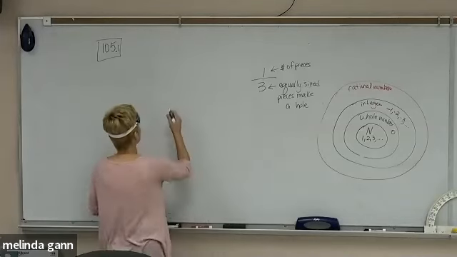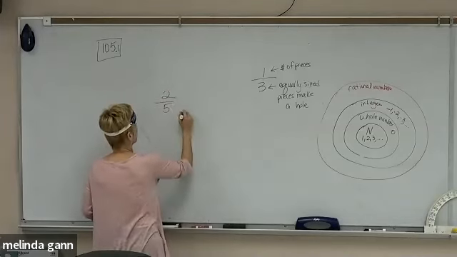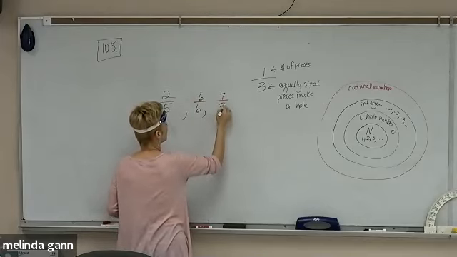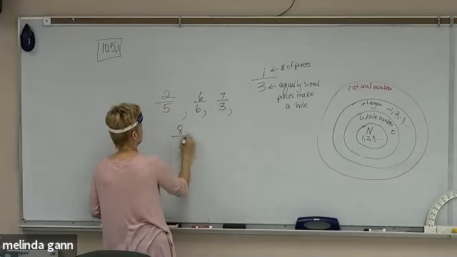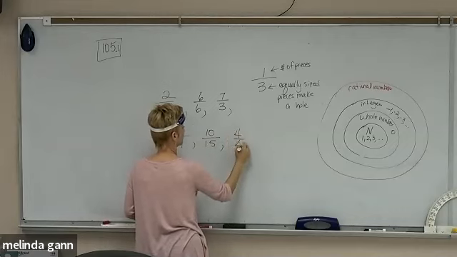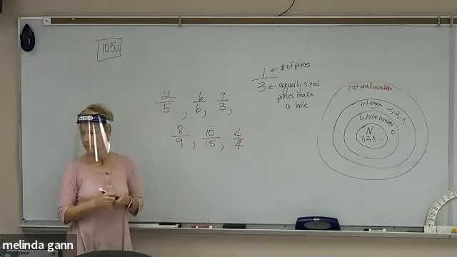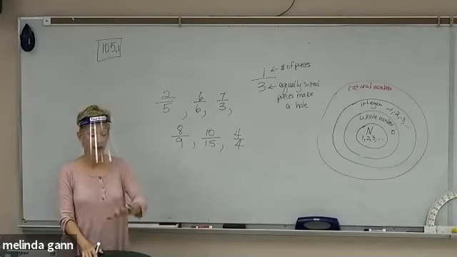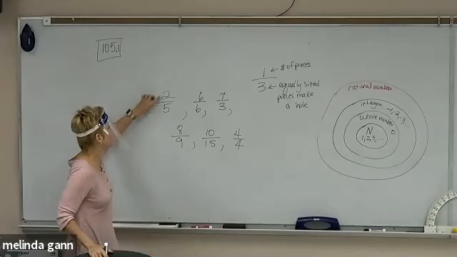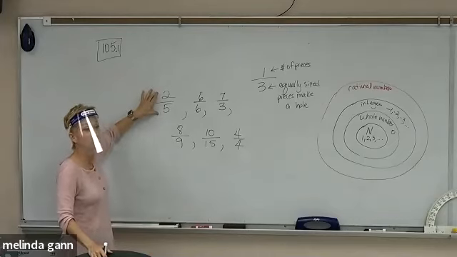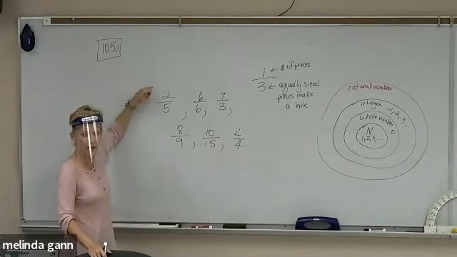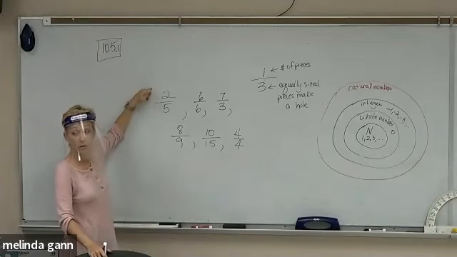So if I've got this number, or this number, or this number, they should be able to tell me whether they have less than a whole, exactly a whole, or more than a whole. All right, what is 2/5? Less than 1, exactly 1, or more than 1? Less than 1. It takes 5 equally sized pieces to make a whole, and you only have how many? 2. You got less than a whole.